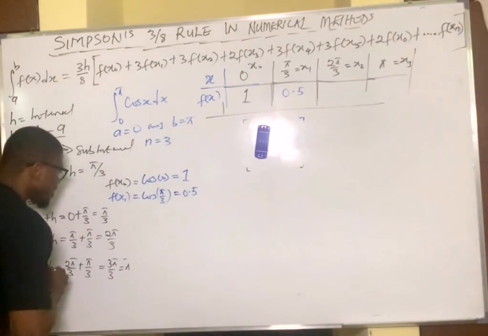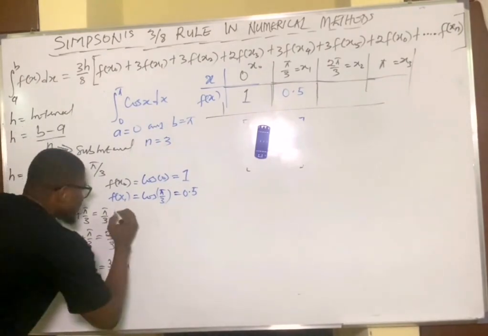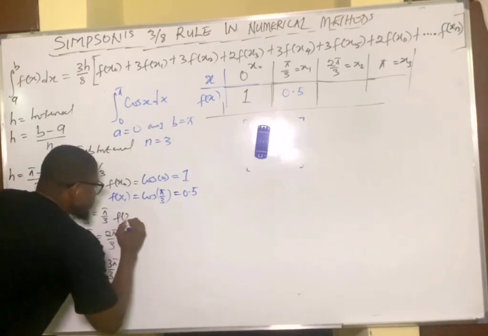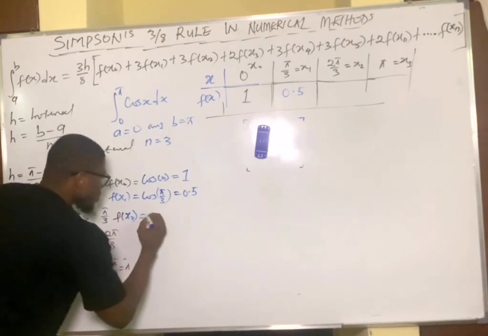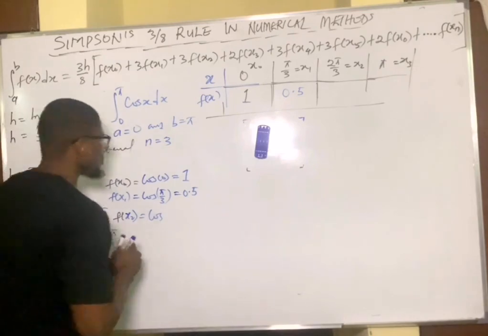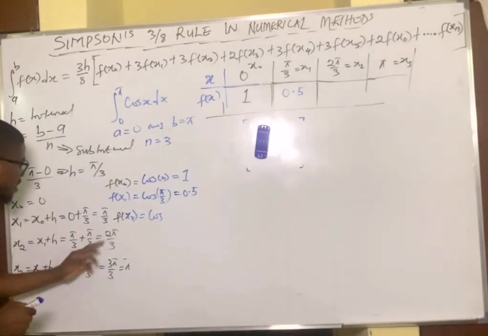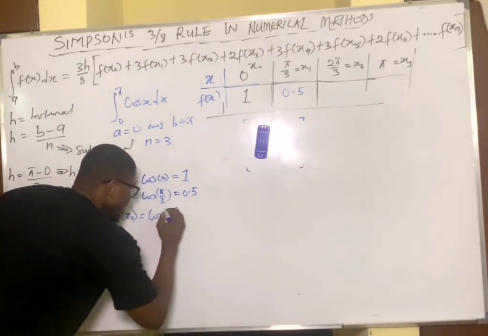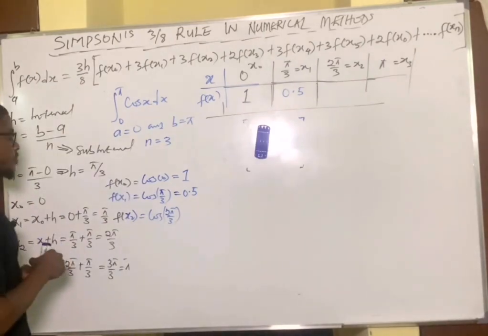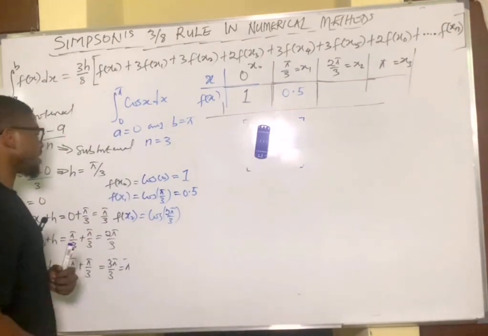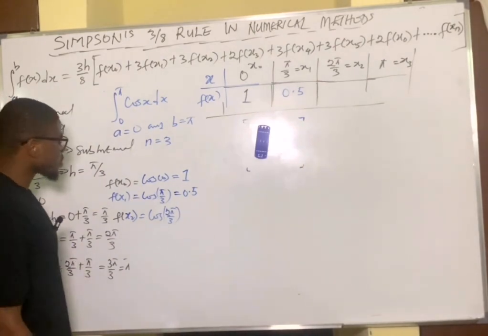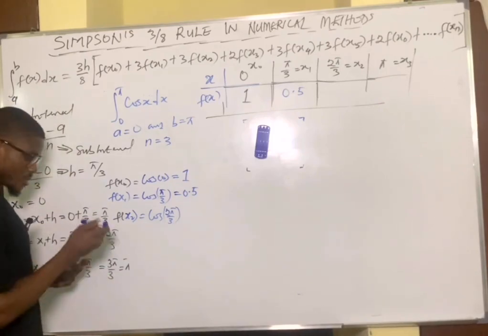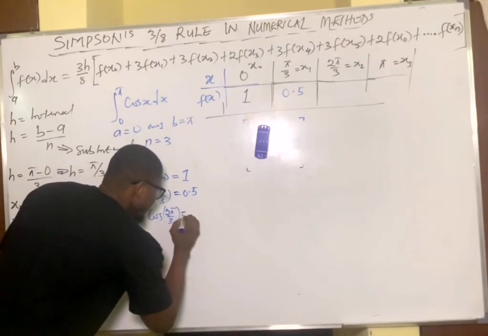Next, you find f of x2. This is going to be equal to cos, where x now becomes x2, and x2 is actually 2 pi over 3. So that's cos 2 pi all over 3. Which means 2 pi becomes 2 times 180 divided by 3. So 2 times 180 divided by 3 is actually 120. We simply find cos 120, and cos 120 is negative 0.5.